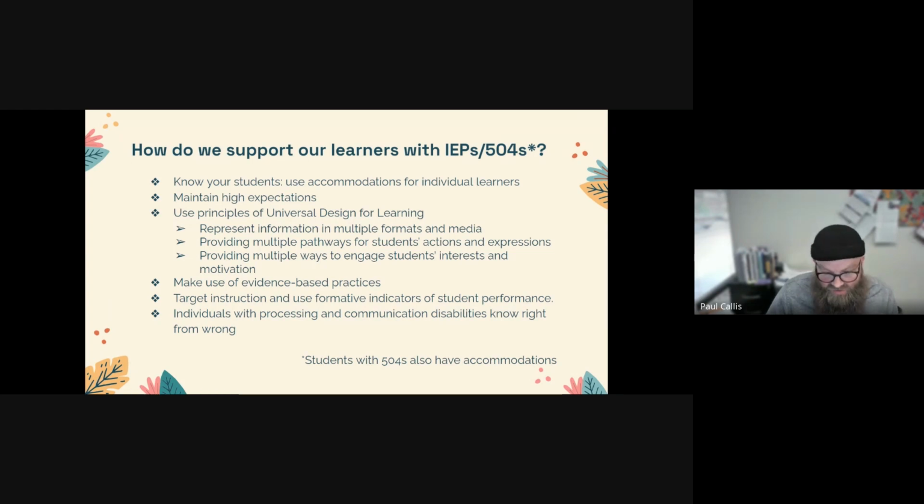We want to target instruction and use formative indicators of student performance, just basically like knowing where the student's at and where we want them to get. And so that in our work with them, we can tell how much progress they're making. And just realizing that individuals with processing and communication disabilities know right from wrong. I think just making sure we're not making some assumptions about the capacity and capability of our students.